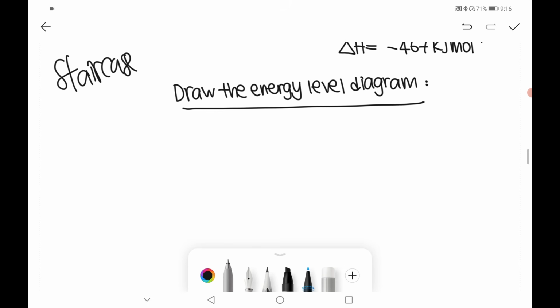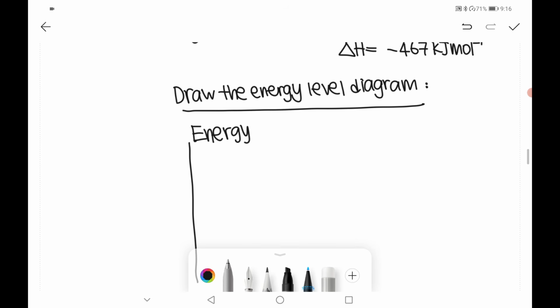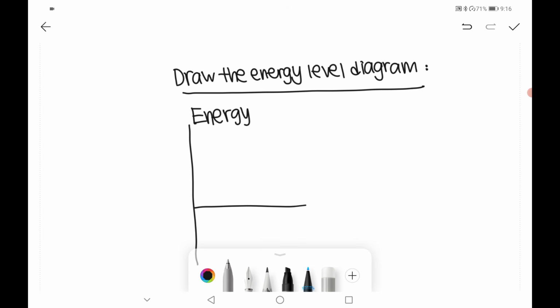How to draw? First of all, draw your y-axis. You must label the y-axis as energy. That's why we have the energy level diagram. Next, we need to start to draw the staircase. To start, we draw one horizontal line. You can draw it on top or at the bottom, but I normally draw in the middle.